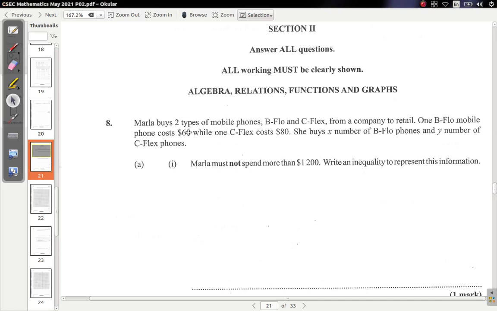We'll continue the CSEC Mathematics May 2021 paper, and we do question 8 right now. This is section 2. And just as in section 1, it says answer all questions. All working must be clearly shown. And then question 8 covers algebra, relations, functions, and graphs.